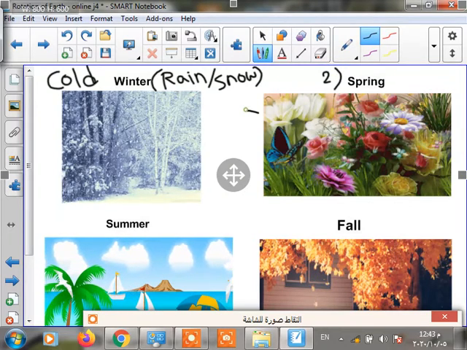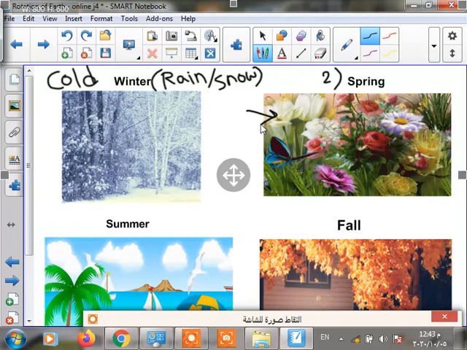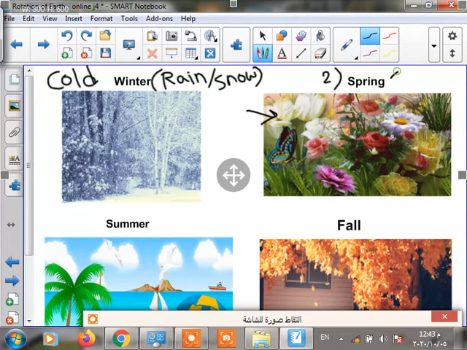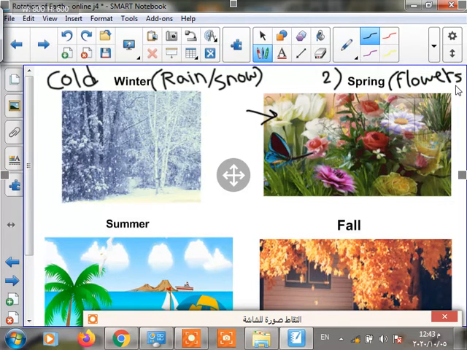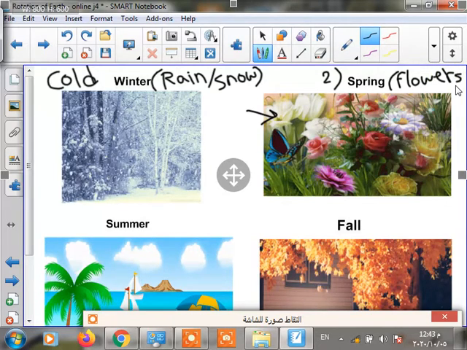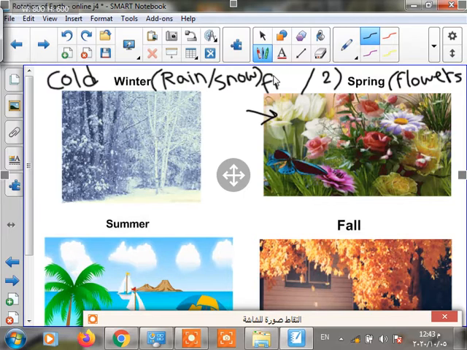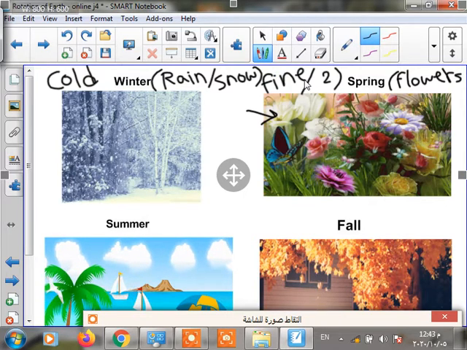Spring. What do you see in this picture? You see a lot of flowers and a lot of butterflies, and the weather will be, what do you think? Fine. Yes, the weather will be fine.